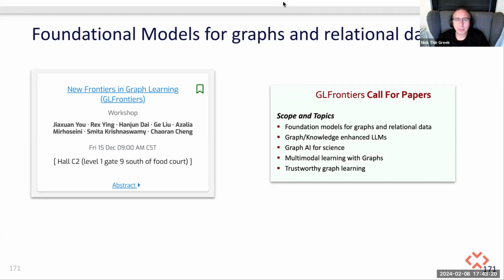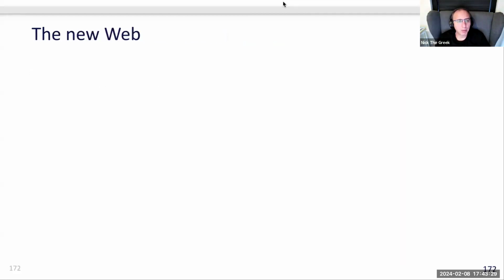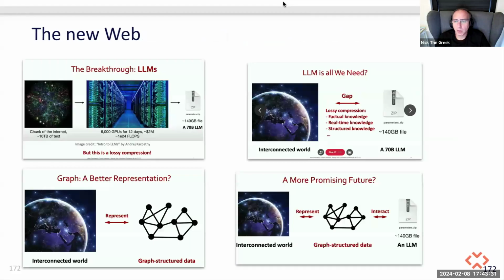And it would be nice to see more research and more papers next year that make progress towards the questions that they were posed. So here's an interesting story. They basically talk about the new web and the breakthroughs of language models.